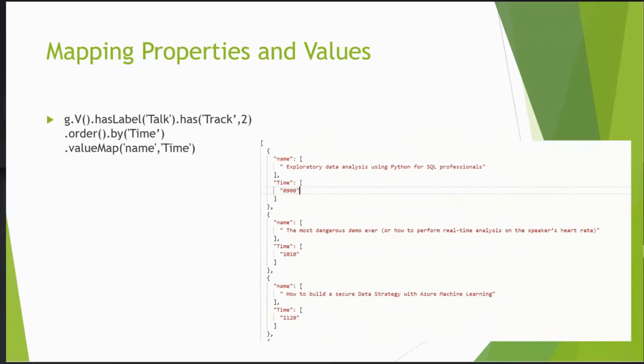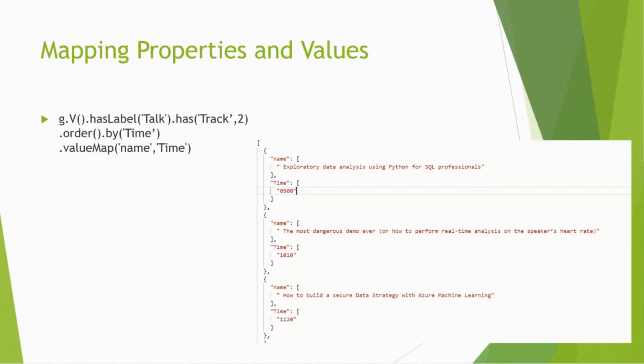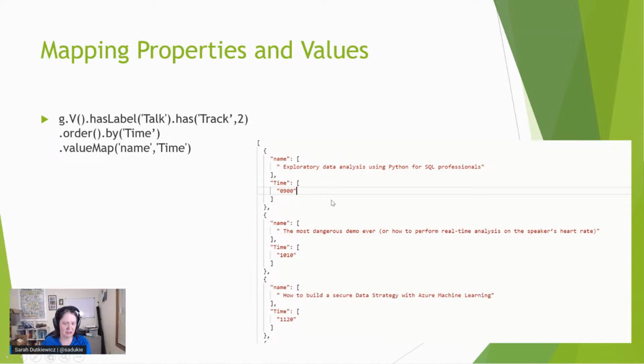All right, mapping properties and values. So valueMap, what's nice about this is that you can say, okay, so this query, I am looking for all talks in track 2 ordered by time. The valueMap then shows the property and the value. Again, this is when you're consuming the results in code, making it a little bit easier. This is just JSON out from the API, so you can see what to expect from the API. Now, whether you're using Gremlin Java, Gremlin Scala, Gremlin Groovy, Gremlin Python, Gremlin .NET, this is the stuff that it's consuming.